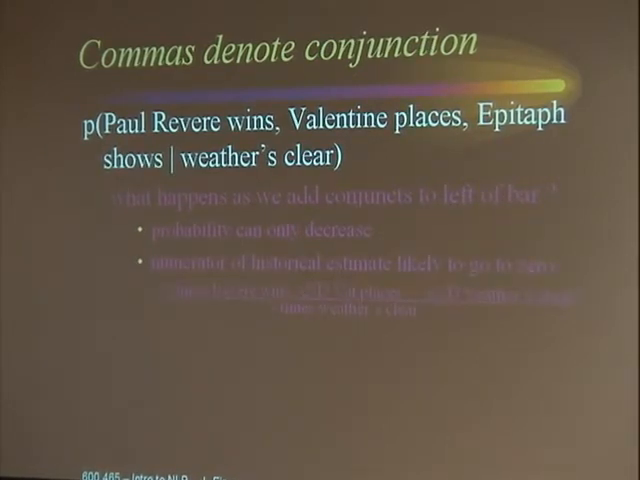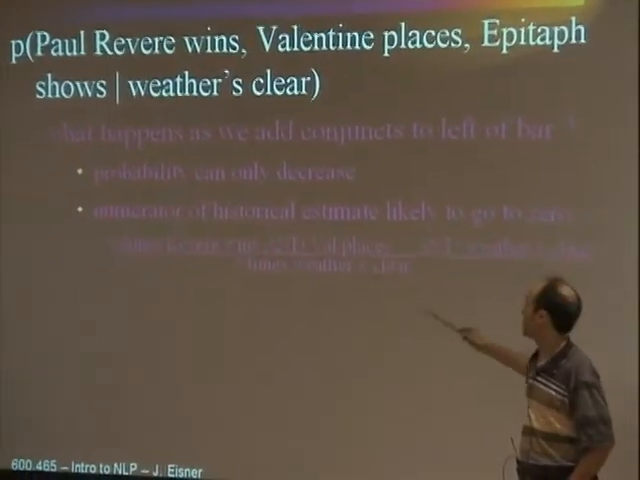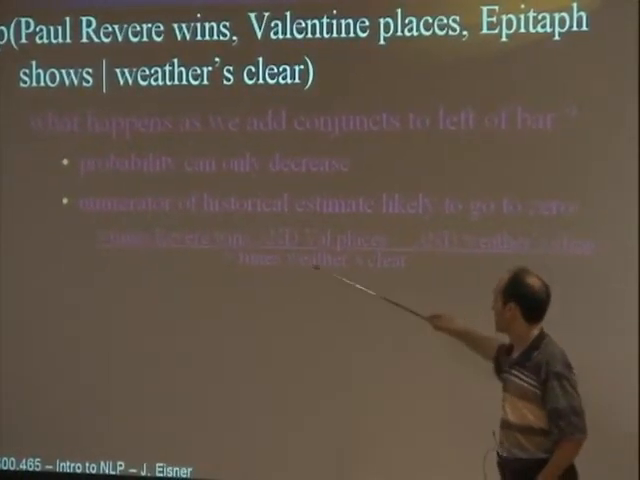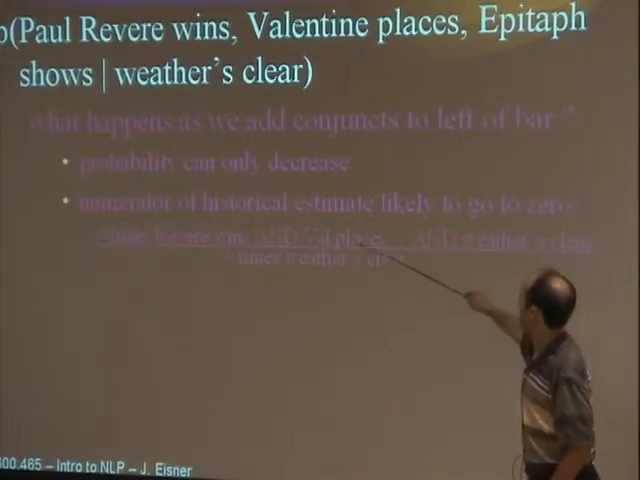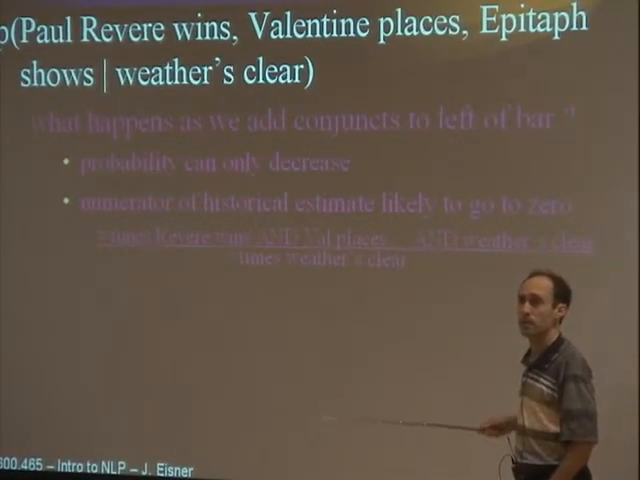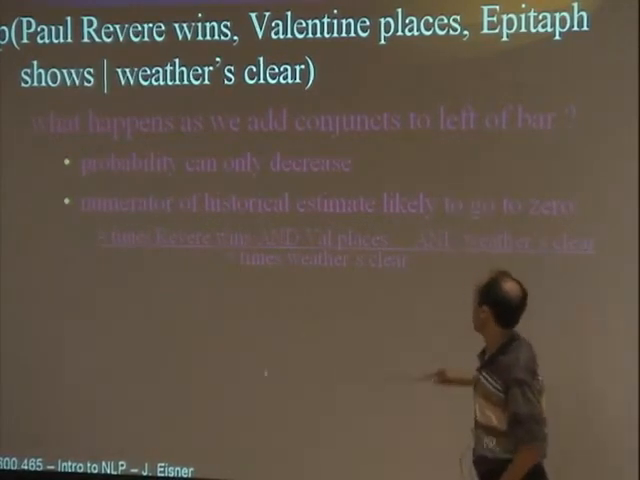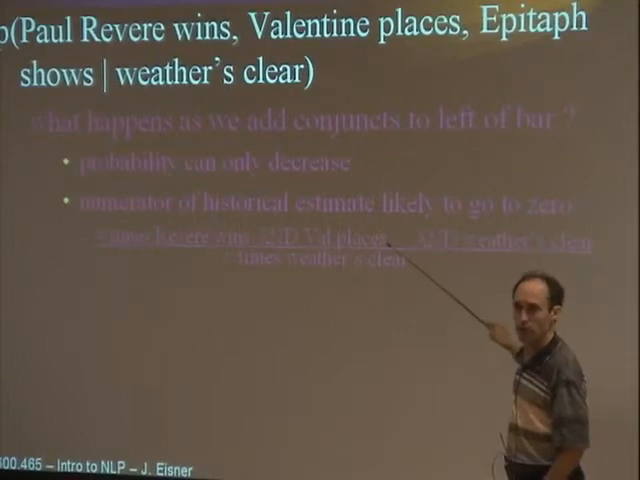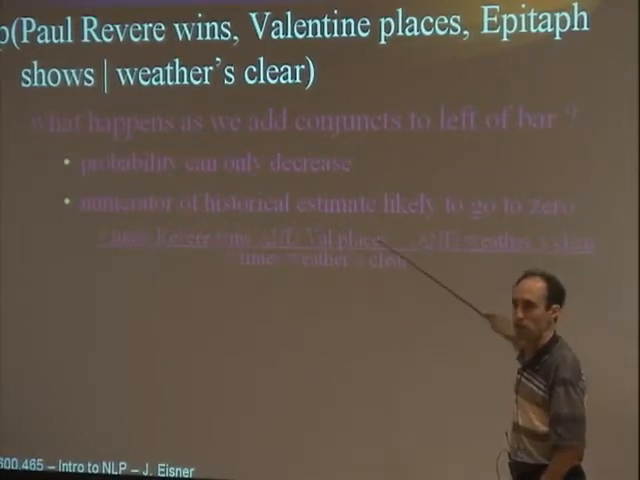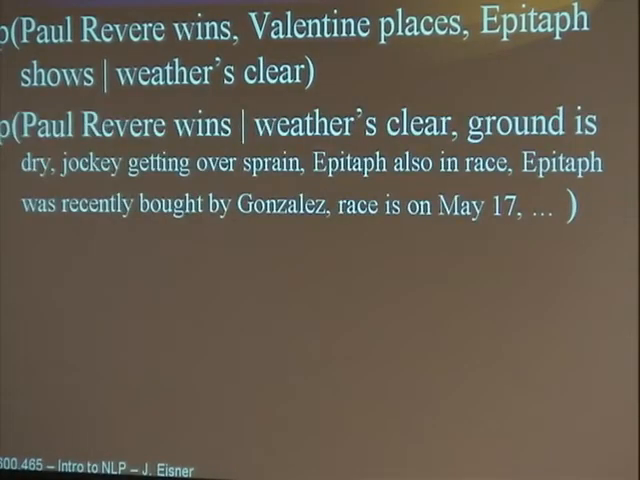OK, so if you take an estimate based on a historical corpus, it'll look like this. So this is the number of times the weather was clear, and this was the number of times the weather was clear and all these other things happened. Okay. So the denominator stays the same as you add more conjuncts up here, but the numerator gets smaller and smaller because there are fewer conditions in which all these things happen. So this probability will start going towards 0.